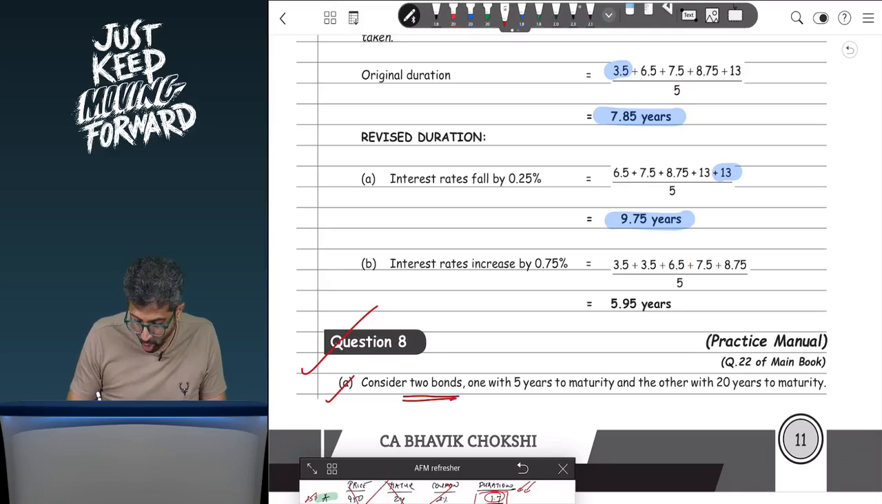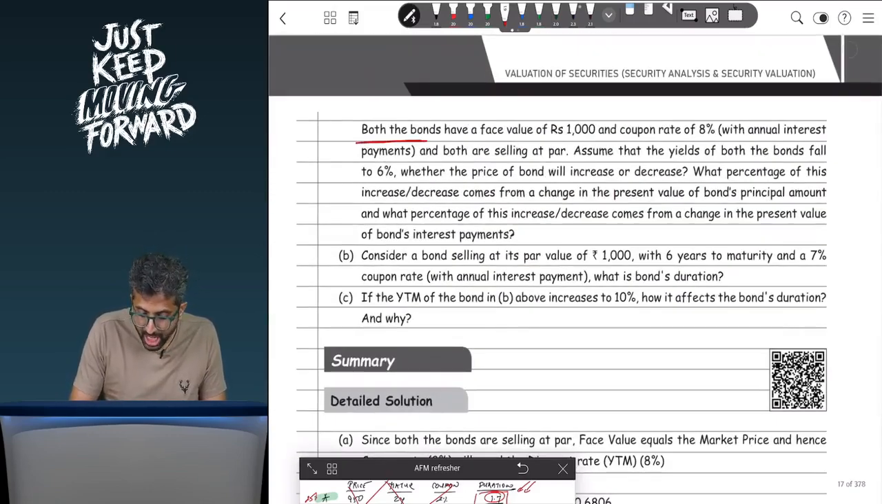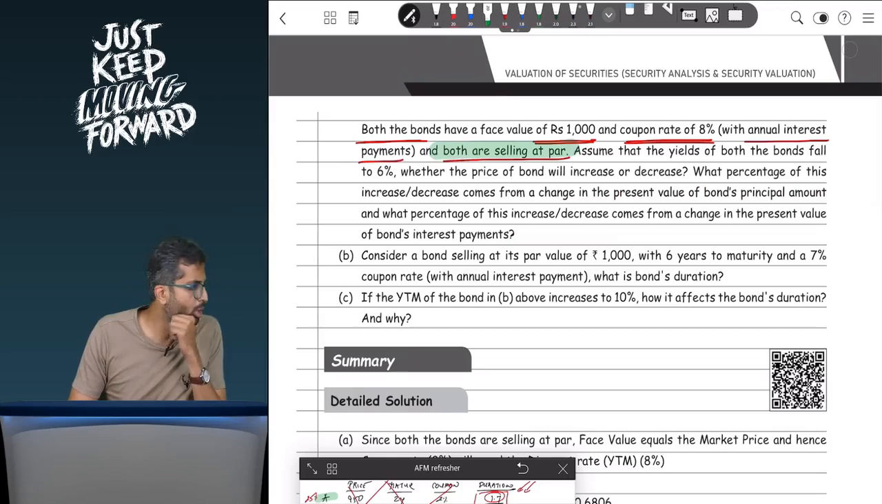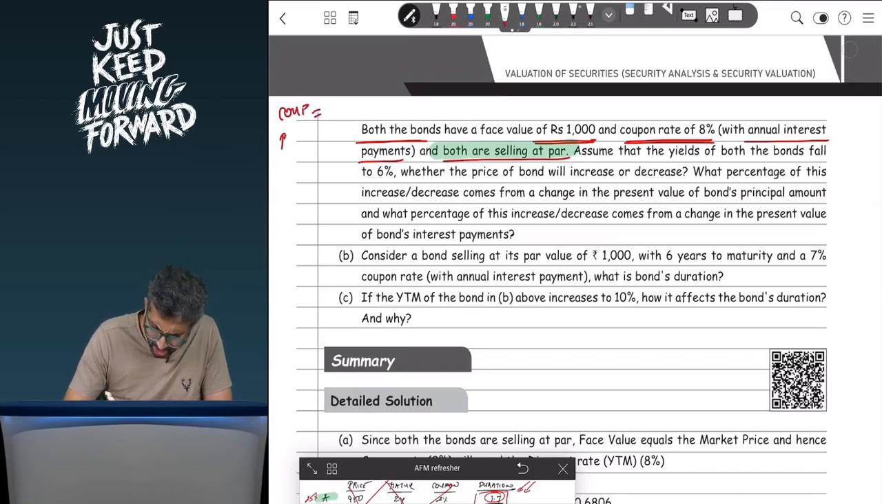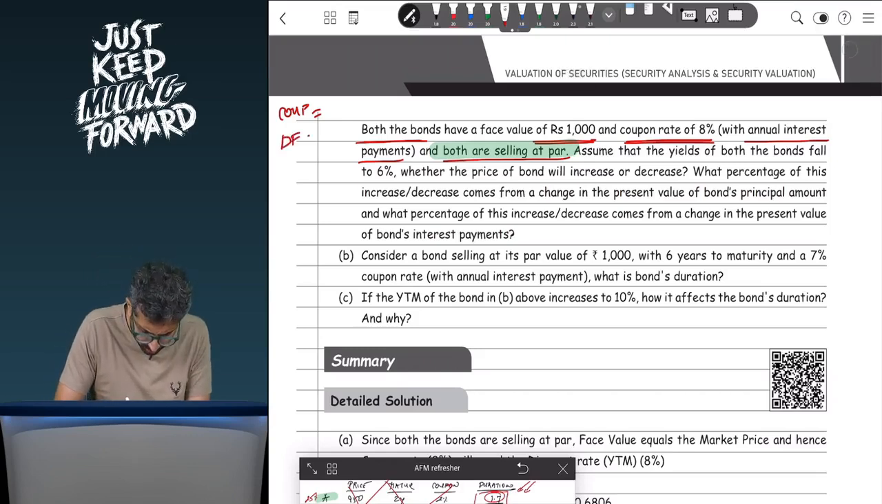Consider two bonds, one with 5 years to mature and another with 20 years to mature. So you are looking at two bonds. Both bonds have a face value of 1000 and a coupon rate of 8% with annual interest payments, and both are selling at par. What does this sentence mean? What does this tell you? That means the coupon rate for these bonds equals the required rate of these bonds. What is the discount factor for these bonds now? Also equals 8%.